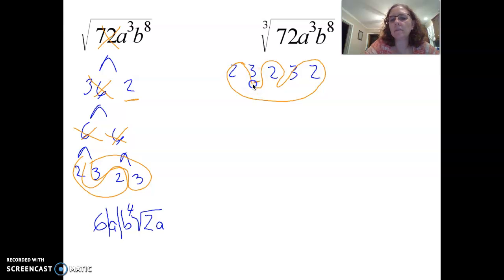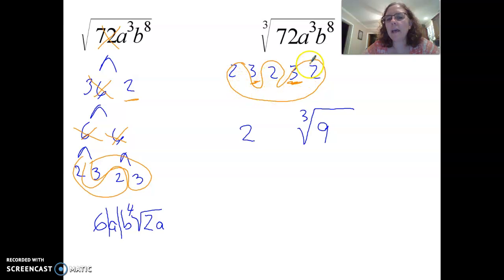So all 3 of those 2's will go in the same circle. And the 3's, see, they don't get to go in a circle because there's only 2 of them. And for a cube root, I need 3 of them in the circle. So that means that 2 gets to come outside because it's in a circle. And those 2 3's have to multiply back together on the inside. Now remember right here, you want to be sure to put that little 3 so you can show that this is a cube root and not a square root.